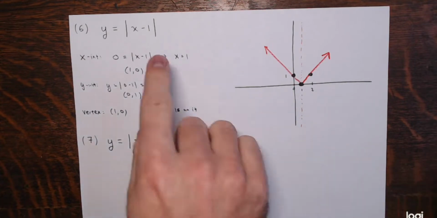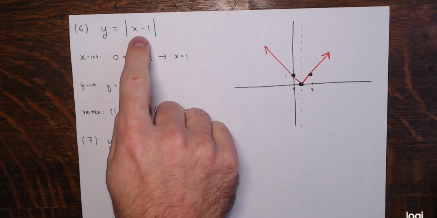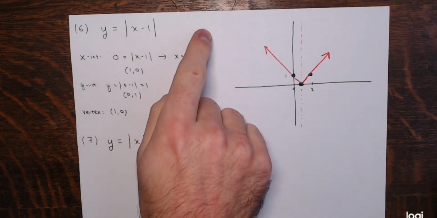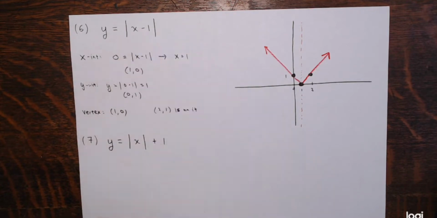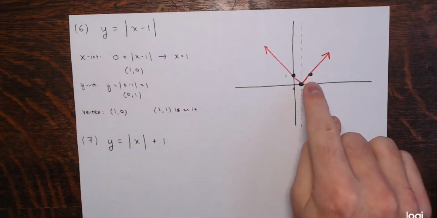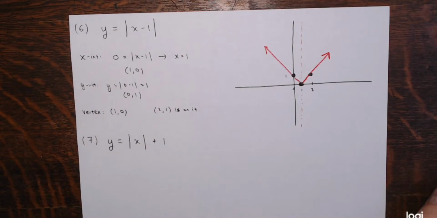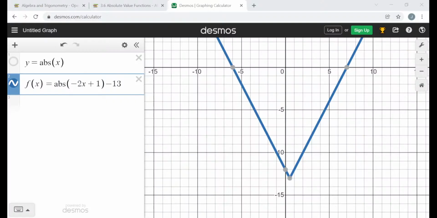And it would be easy with transformations too, right? If you start with the absolute value of x, all you would need to do is replace x with x minus 1 and just shift it to the right 1 unit. Right, this is just the graph of the absolute value of x shifted to the right 1 unit. And again, let's verify this.